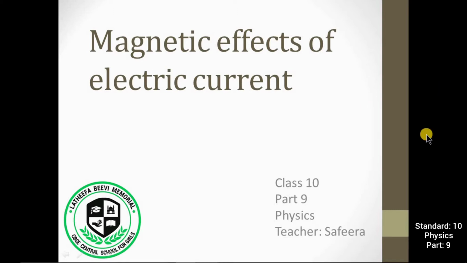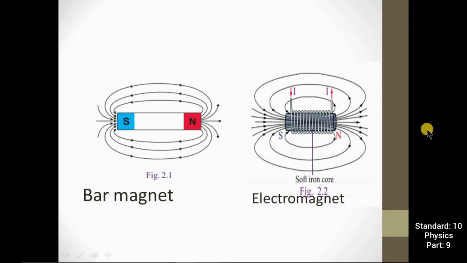In the beginning of the chapter, we had two pictures. In your textbook, what were they? Firstly, they showed the picture of a bar magnet. Secondly, it was the picture of an electromagnet. And what is the difference between a bar magnet and an electromagnet?